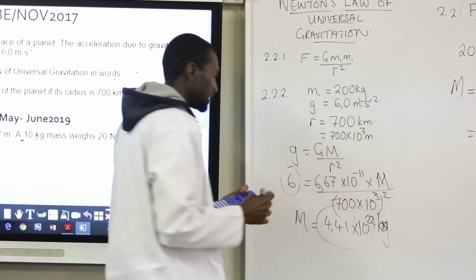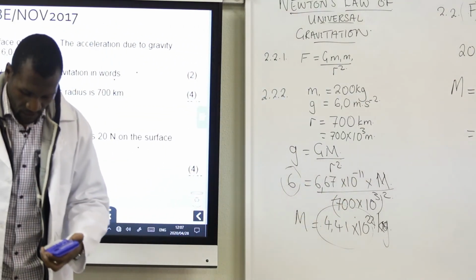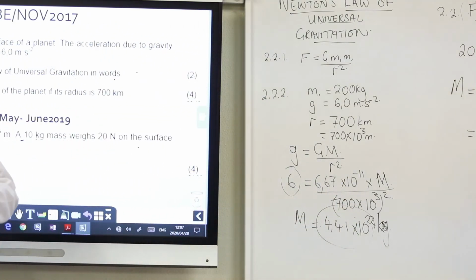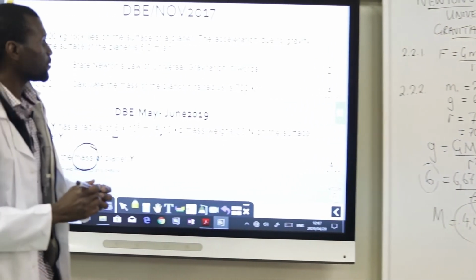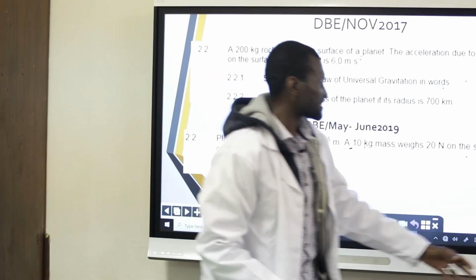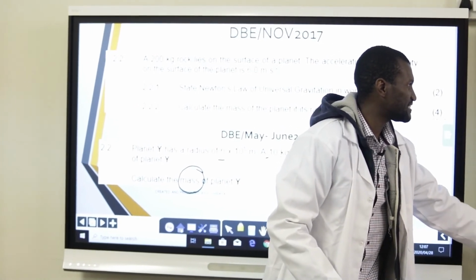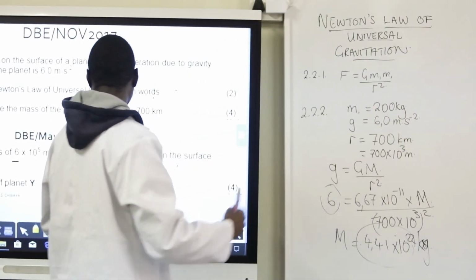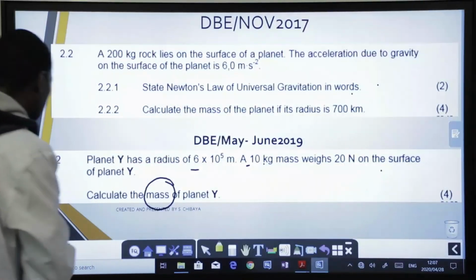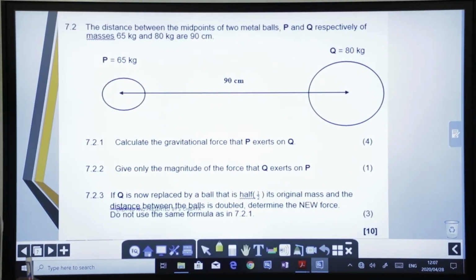See, I forgot to put negative 11 on the power of 10 there. It's always good to go back and take a look at your work and confirm your answers. And they should make sense. This can make sense as the size of a planet, and this can make sense as also the mass of a planet. All right, let's move on to another question.